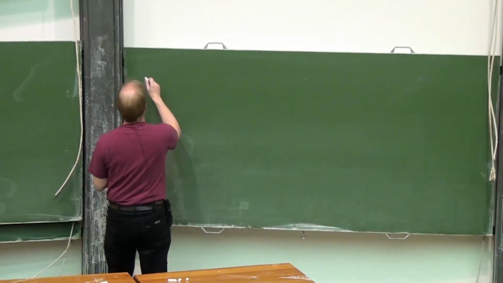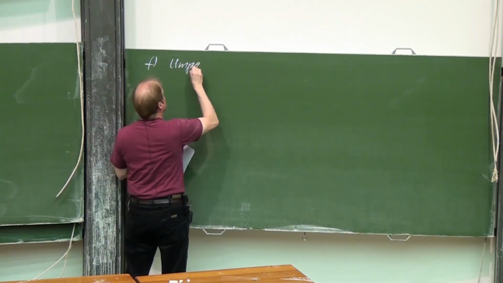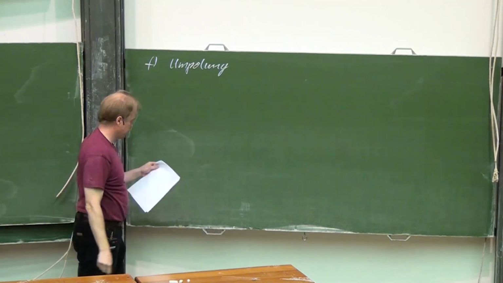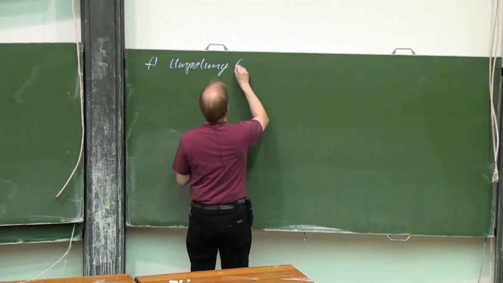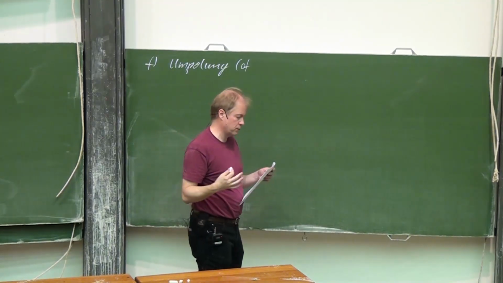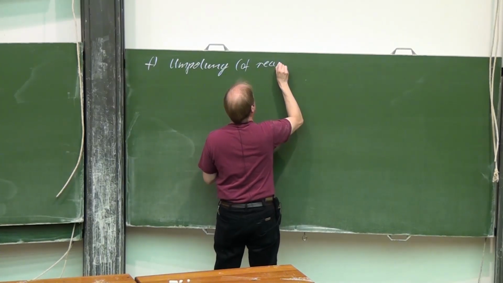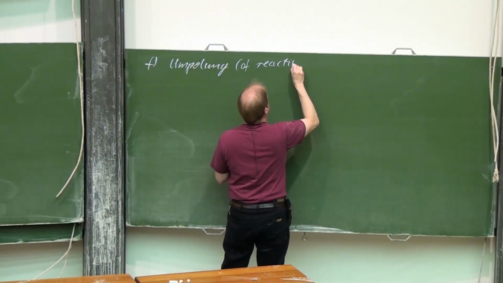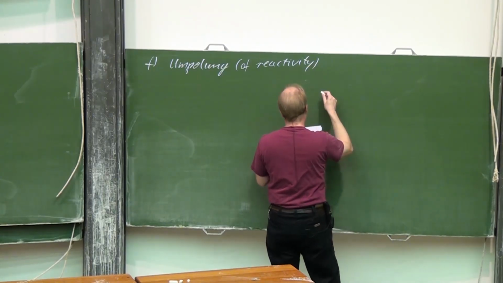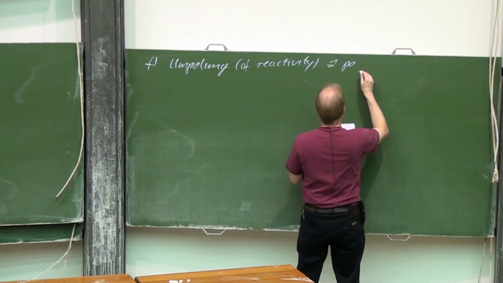F, and that's Umpolung. So, Umpolung of reactivity is meant by that. And you can call it polarity inversion.